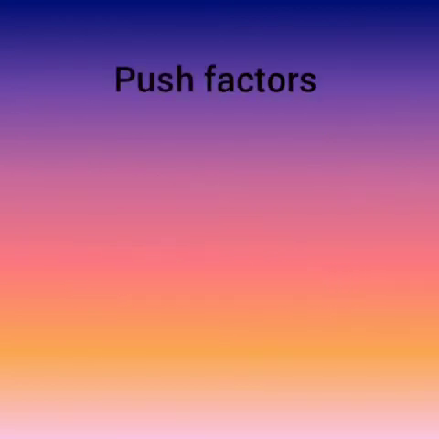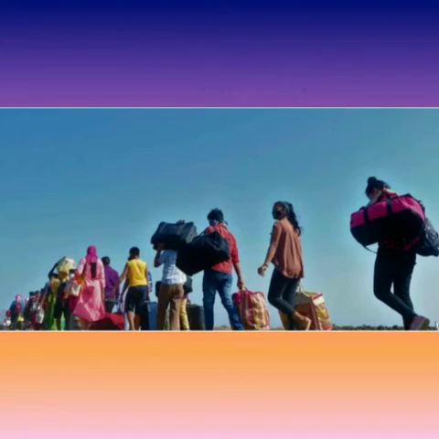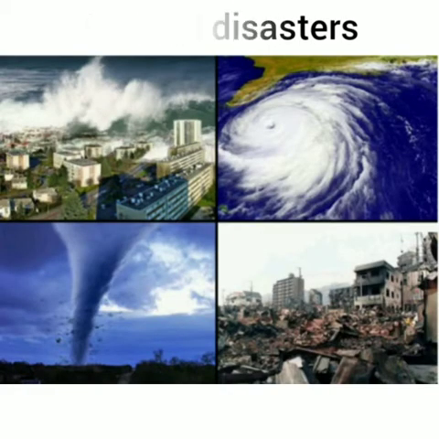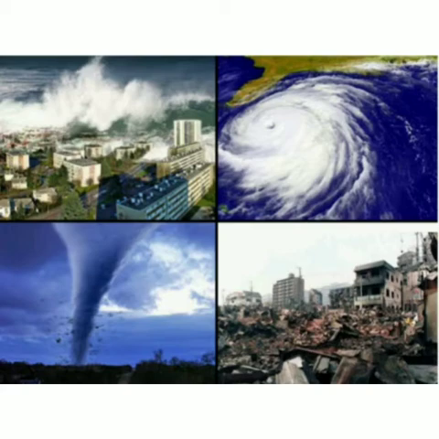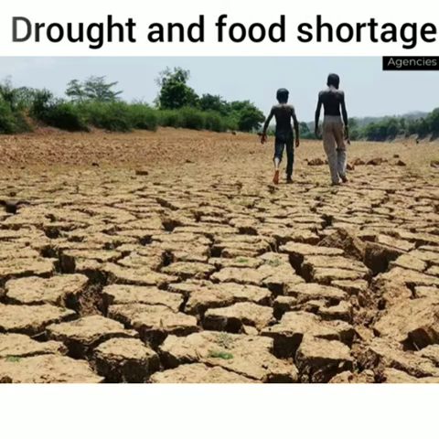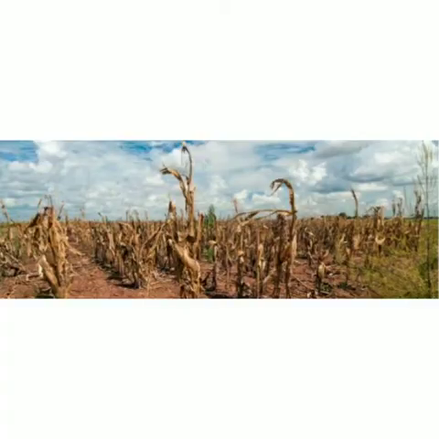So, what is push factor? Sometimes conditions in a place can turn unfavorable. These unfavorable conditions push or force people to move out of that place. Some major push factors are natural disasters. When natural disasters like earthquake or flood occurs, people are forced to move out of their living place. Due to drought and food shortage, people move to other places in search of food and water.